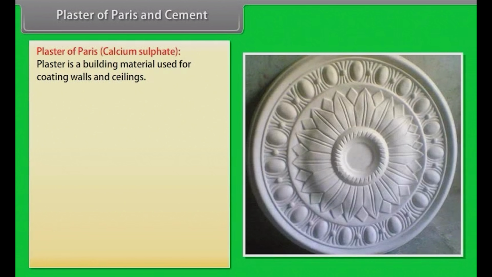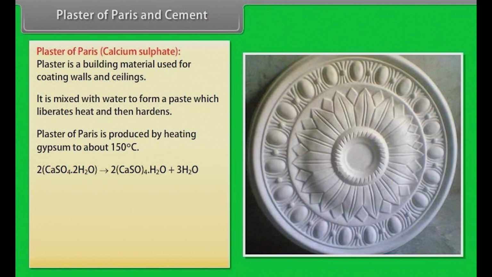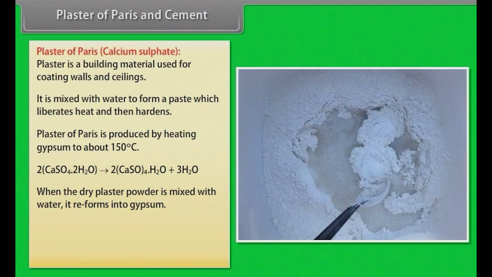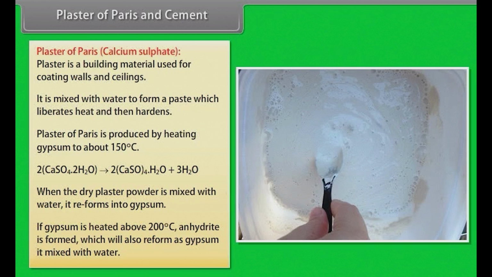Plaster of Paris, calcium sulfate. Plaster is a building material used for coating walls and ceilings. It is mixed with water to form a paste which liberates heat and then hardens. Plaster of Paris is produced by heating gypsum to about 150 degrees Celsius. When the dry plaster powder is mixed with water, it reforms into gypsum. If gypsum is heated above 200 degrees Celsius, anhydrite is formed, which will also reform as gypsum if mixed with water.